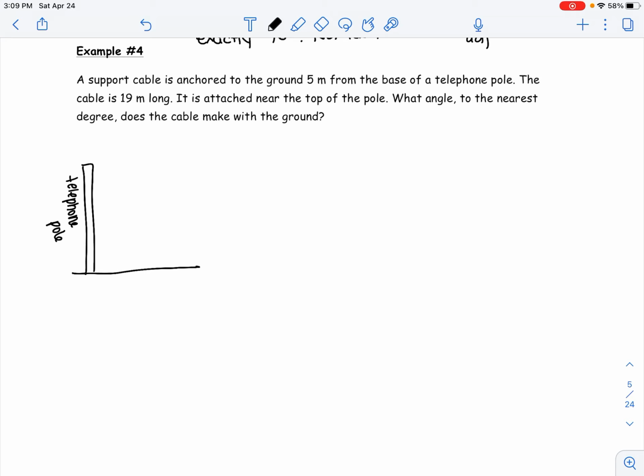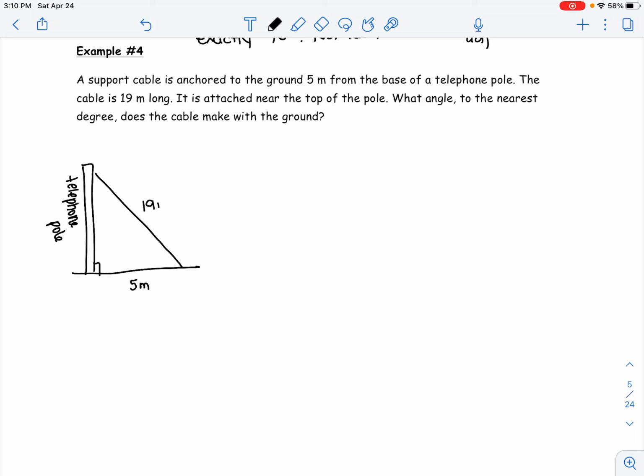And they're telling us that there's a support cable that's going to be attached to it, going to the ground. So it's always going to create a 90-degree angle with us. For all these kinds of lessons, we're always going to have this 90-degree angle being created. So the support cable is 5 meters from the base. So the base is the bottom. Okay, so on the ground, we have 5 meters away is where we anchor this cable.